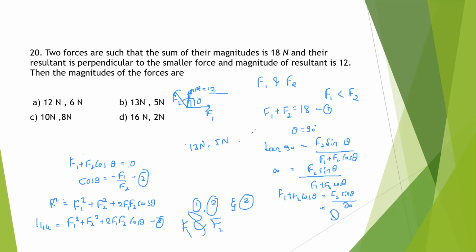One is you can take option A, 12 Newton, 6 Newton, substitute, and just check whether you are getting the correct answer or not. Then B, C, D, like that you can do verification for all the options, or you can go for this simplification of equations 1, 2 and 3. If you substitute and simplify further, you get option B, that is 13 Newton and 5 Newton. The correct option is option B. Just copy down this. Option B is the correct option.